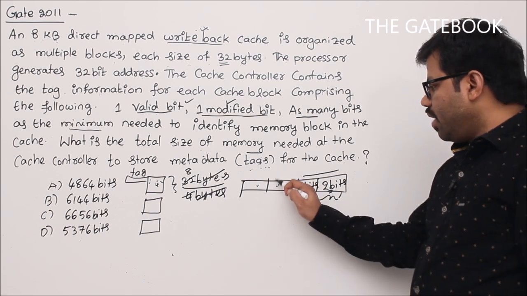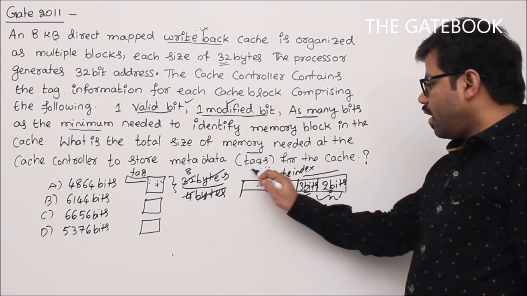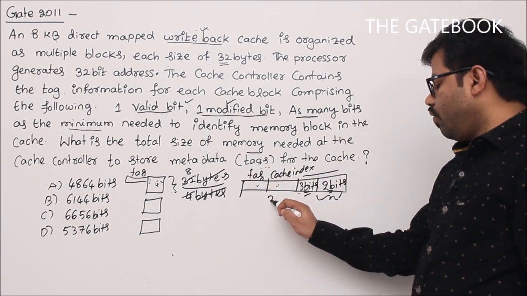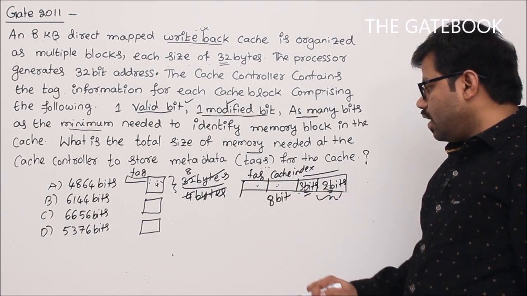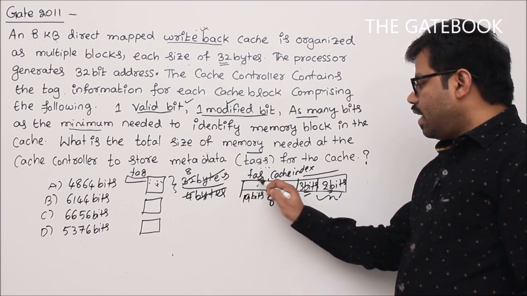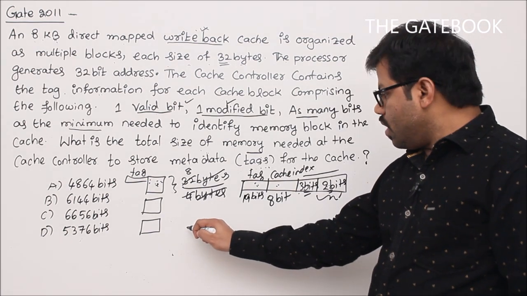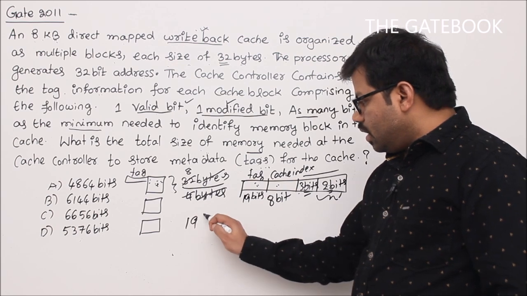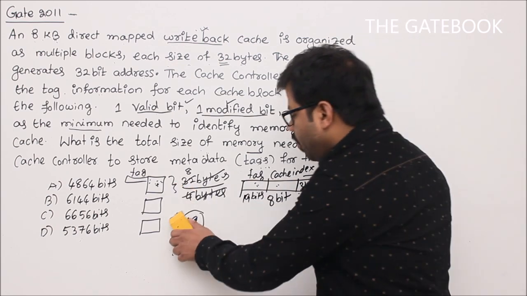Now we know the remaining bits. What are they? Cache index, and second, tag. Cache index directly depends on the number of cache blocks, 256. That means 8 bits. So 8 plus 3, 11, 11 plus 2, 13. 13 are gone. Then the remaining bits are 19 bits. So finally, the tag contains 19 bits. Now you see, these 19 bits are only for one cache block, correct? Remember it. Now let us focus on one particular cache block.